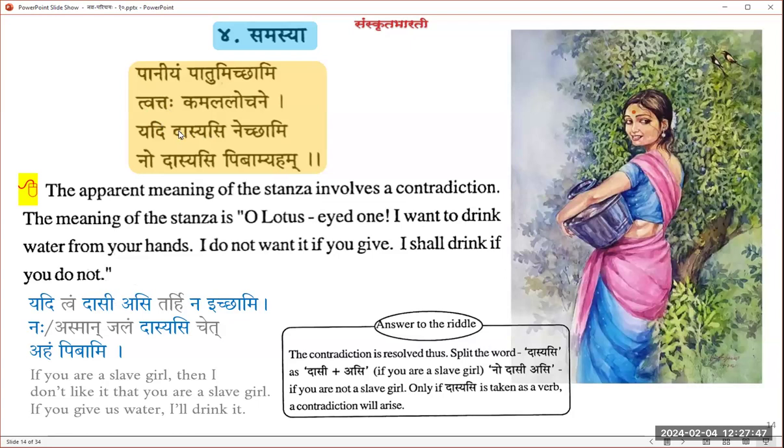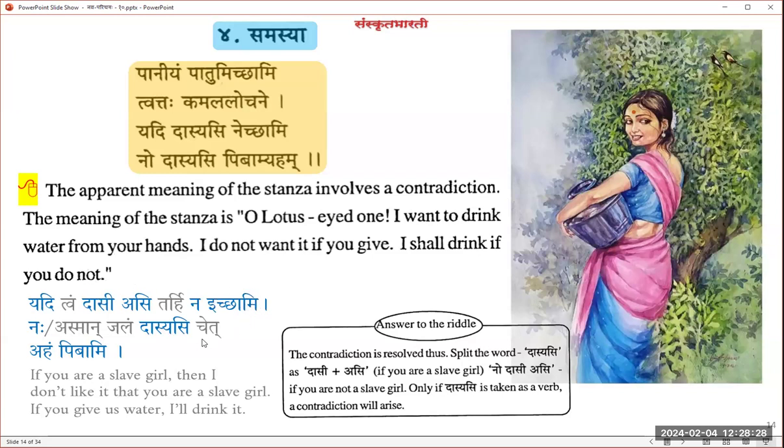Okay. So you can push the yadi later. Aham tvam dasi asi iti aham na ichami. The fact that you are a dasi, I am not liking. Okay. I can take na to naha. Asman jalam dasyasi chet. Yadi naha dasyasi chet. I can imagine a chet there. Conditional chet. Aham pibami. If you give, so I can assume there are a collection of people around me. So if you give water, then I will drink. Okay. I don't like the fact that you are a dasi. That's how I can take the alternate meaning.